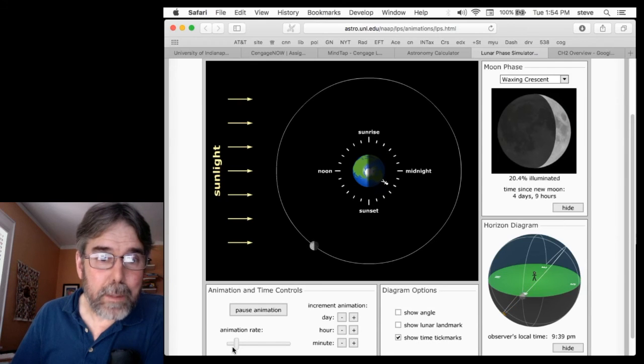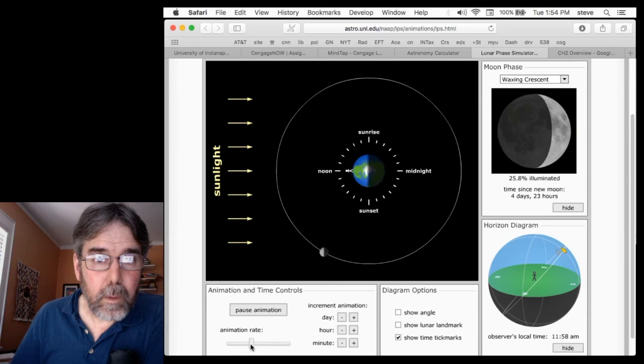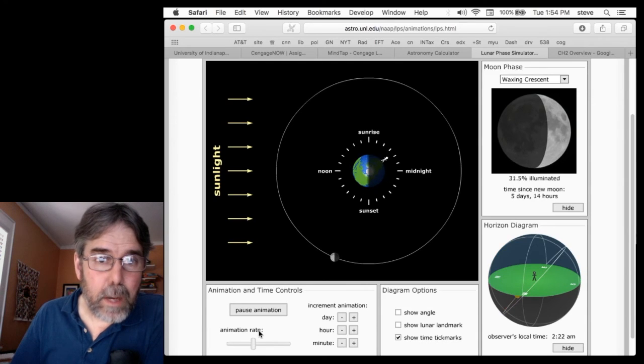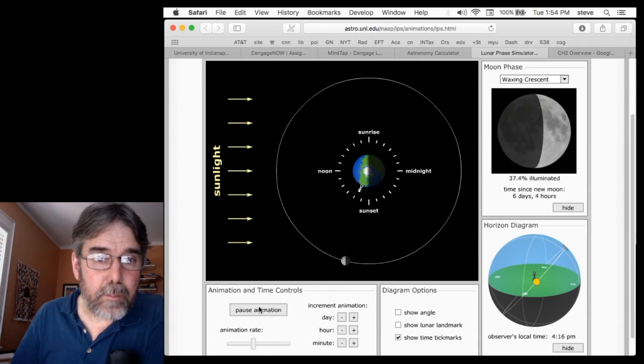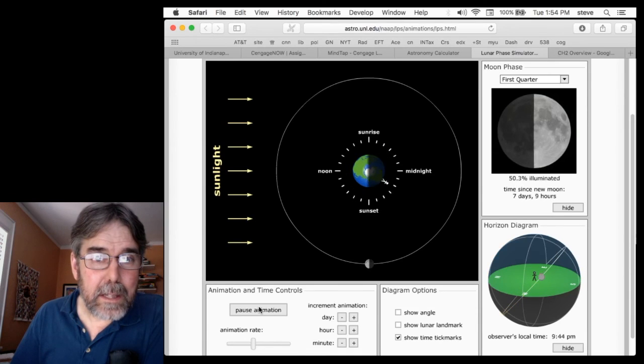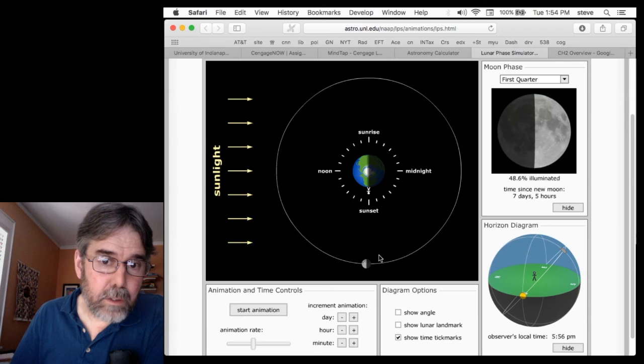Let me speed up the animation here so you can see it a little better. I'm going to stop the animation when the moon reaches a first quarter phase. That means at sunset it's directly overhead. Let's go back just a couple hours. There we go. So the moon is now directly overhead at sunset. It looks like a half moon. It's gone through its crescent phase. It's beginning to start into its gibbous phase. The gibbous phase is from first quarter to full.